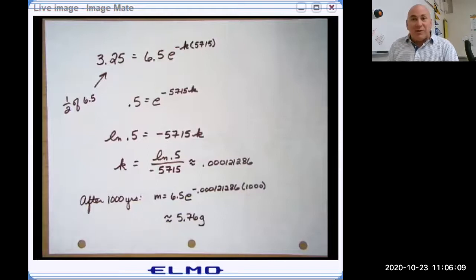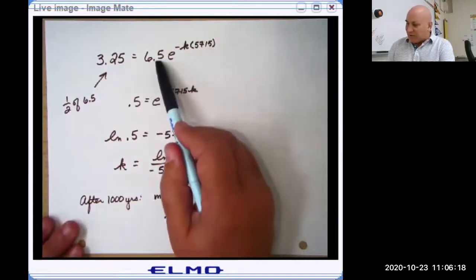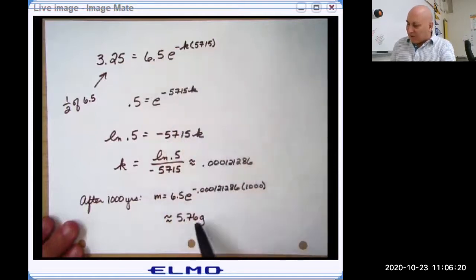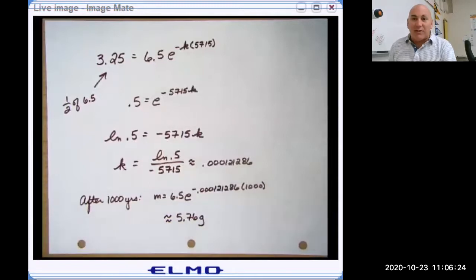So we said it would be more than 1/2 of the amount remaining because it was only 1,000 years instead of 5,700 years. And after 1,000 years, we went from 6.5 grams of carbon-14 down to only 5.76. So still well over half like we anticipated.